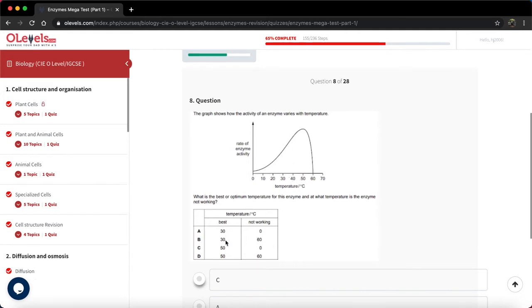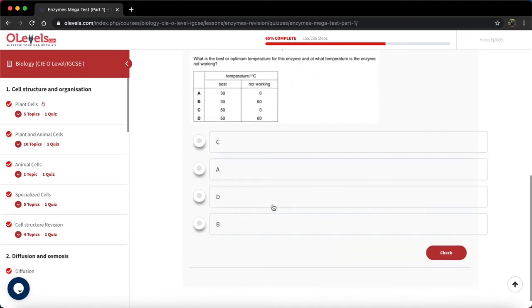So in the first column, we have the answer 50. So from these, it could be C or D. For not working, at 60 degrees Celsius, the enzyme activity is 0, means it's not working. So it's 60. Now 50 and 60. So it's D.